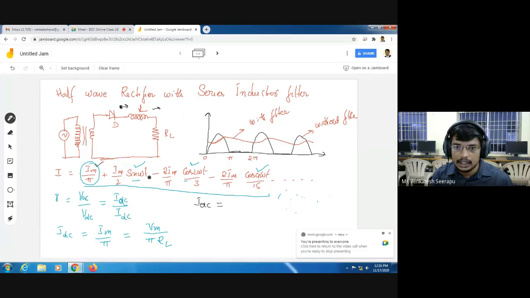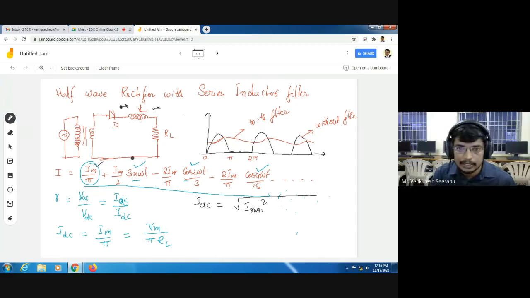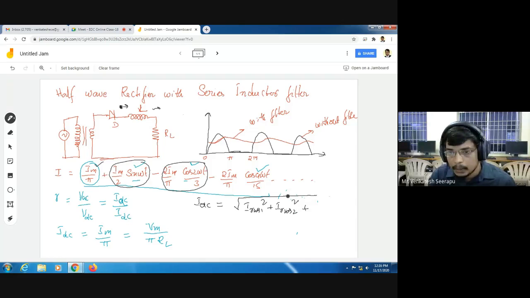So how will we find IAC? When there are many components, IAC is equal to the root of IRMS 1 square. We have to find the IRMS value in this AC component. We will find the IRMS, which is nothing but IRMS 1. In this AC component, I will find the IRMS, which is nothing but IRMS 2 whole square, plus if we are finding IRMS 3, similarly IRMS 4 continues.